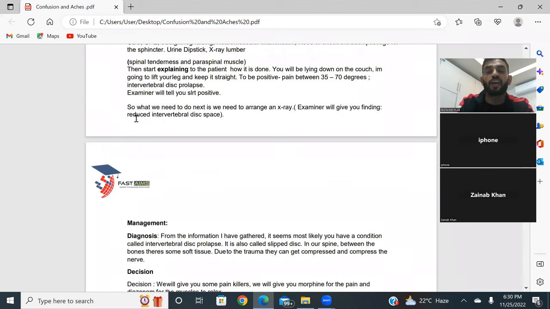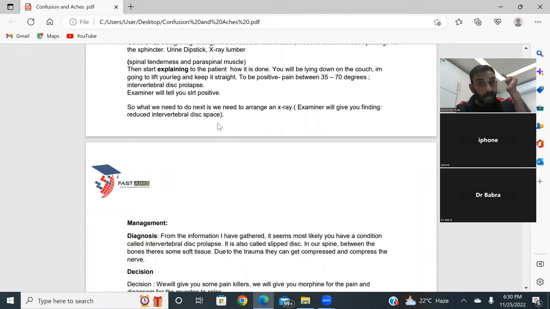Examiner will give you the reduced intervertebral disc space, because you will be doing X-ray. Otherwise, if you don't say X-ray, he will not give you. And if you say without taking the X-ray, you will be doing a blunder. Because how will you say that it is? Because there is no cauda equina syndrome. Only the symptoms are, it could be any back strain, back pain.